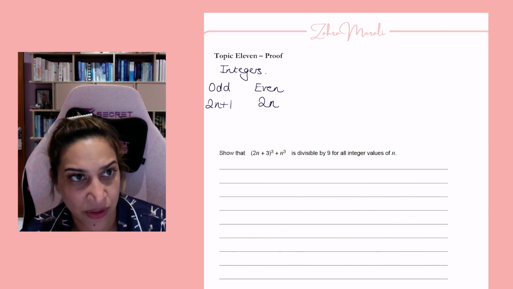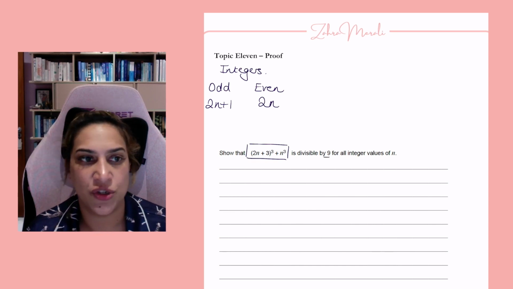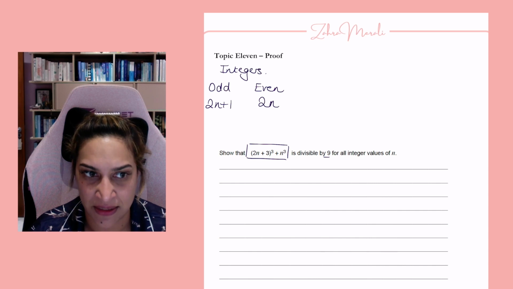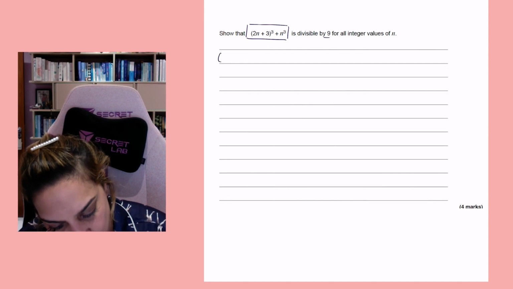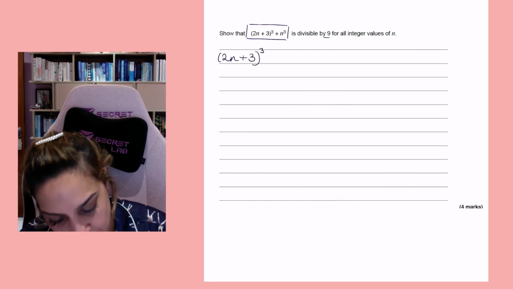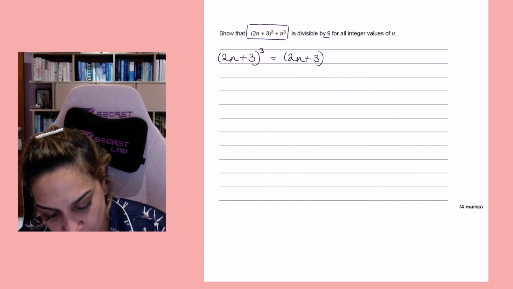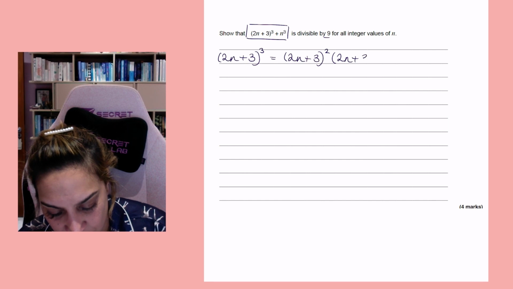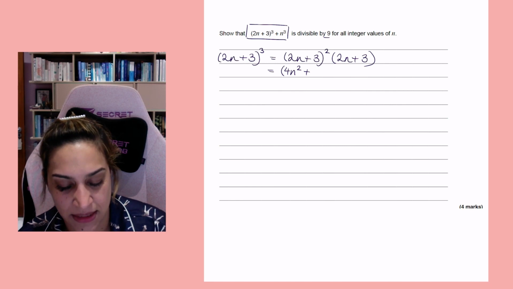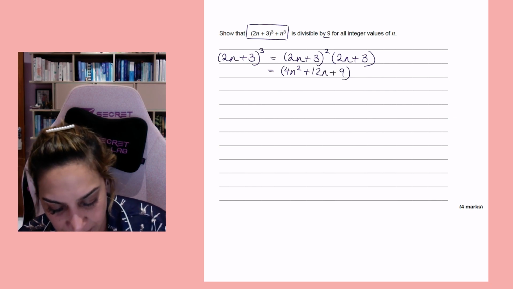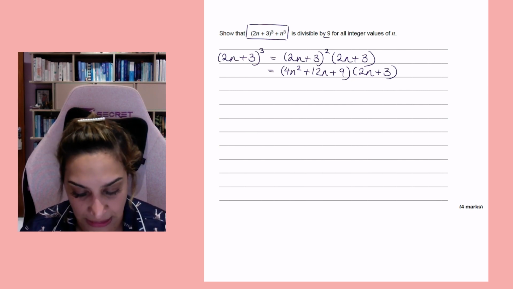So we've got now, show that all of this is divisible by 9, which means hopefully when we open out the brackets, we can take a 9 outside of it. Okay, how do we open out (2n plus 3) cubed? Now you could use your Pascal's triangle. Alternatively, you could do (2n plus 3) squared and multiply it by 2n plus 3. So we'll get 4n squared plus 12n plus 9, multiplied by 2n plus 3. I'm doing this quite quickly. Obviously, take your time and write it all out.